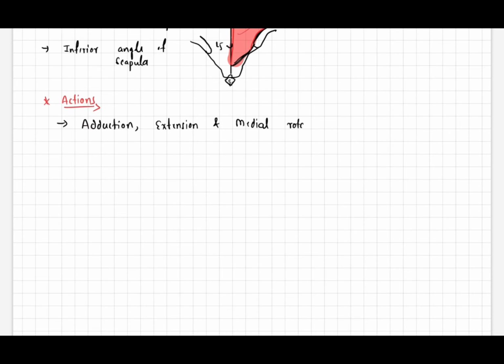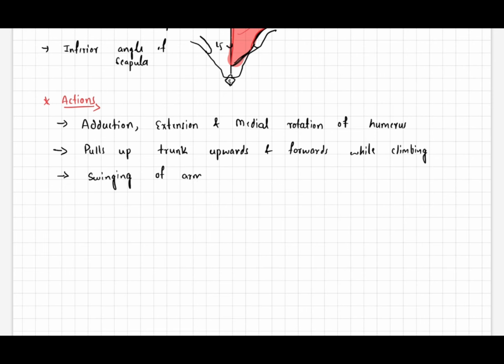Actions. It helps in adduction, extension, and medial rotation of the humerus. It pulls the trunk upward and forwards while climbing, in swinging of the arm, and it assists in walking. Violent expiratory effort.